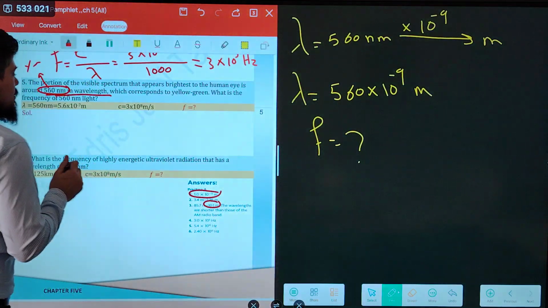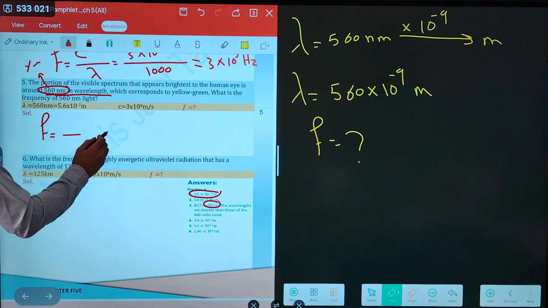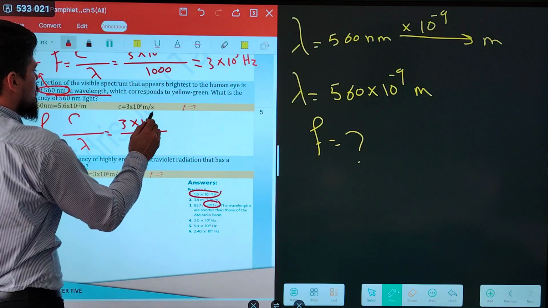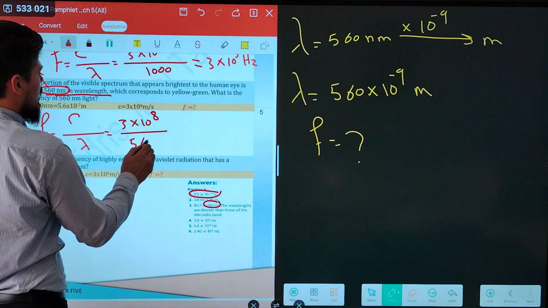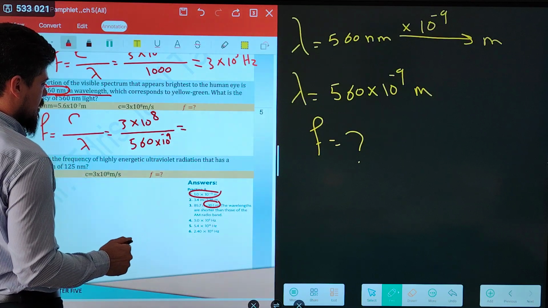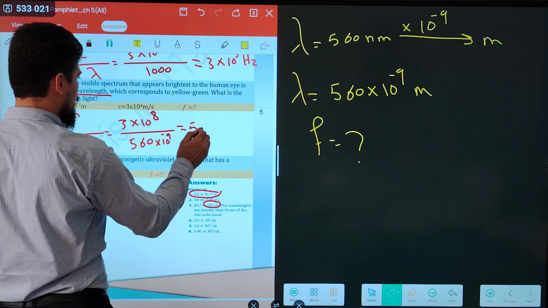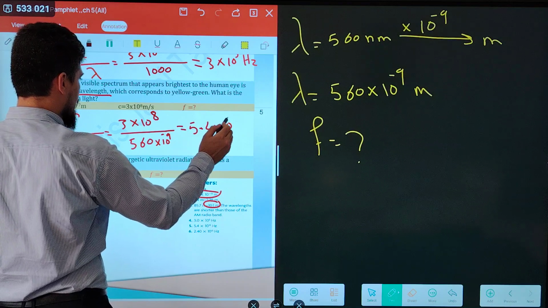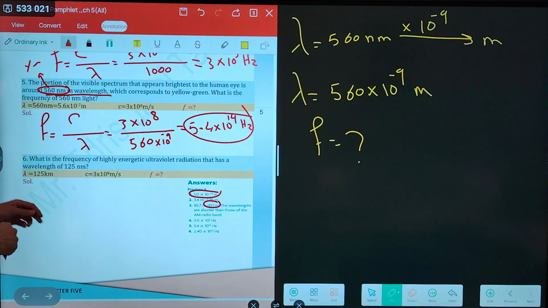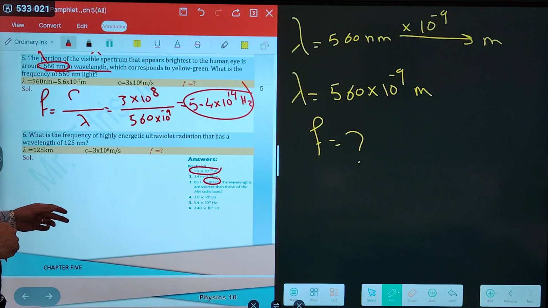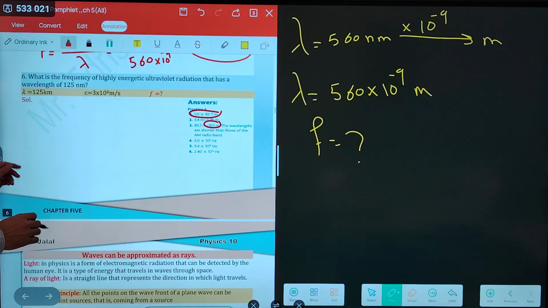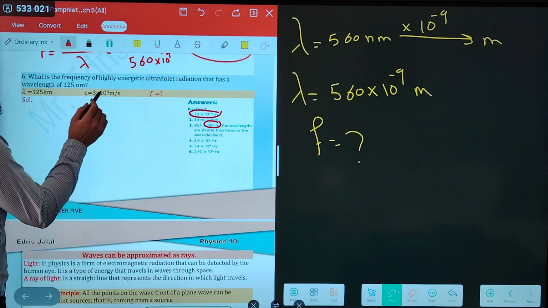After converting the wavelength, now we can solve the question. C over wavelength, 3 times 10 to the power 8 over 560 times 10 to the power negative 9. The answer to question 5 is 5.4 times 10 to the power 14 hertz. This is the frequency for the yellow-green wave, the yellow wavelength.